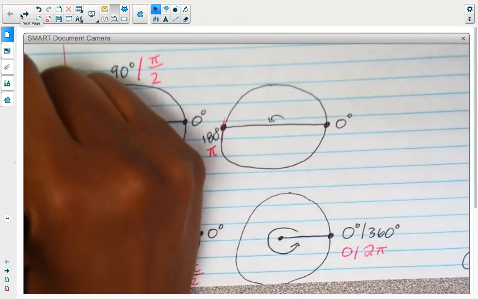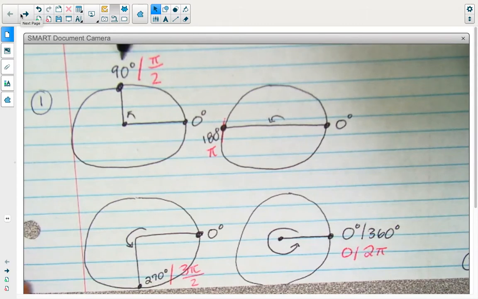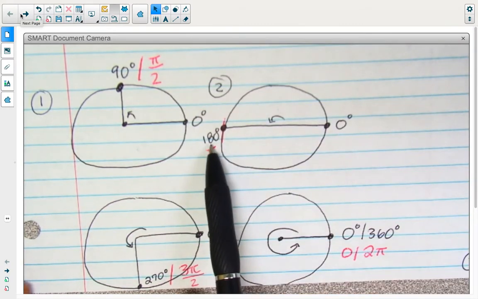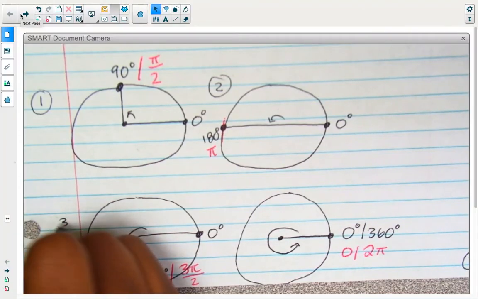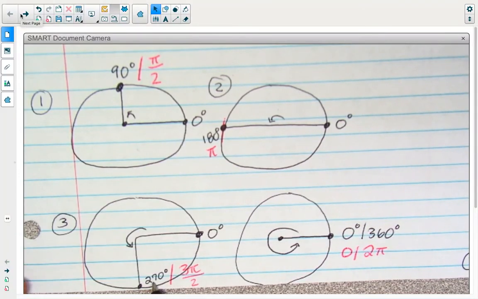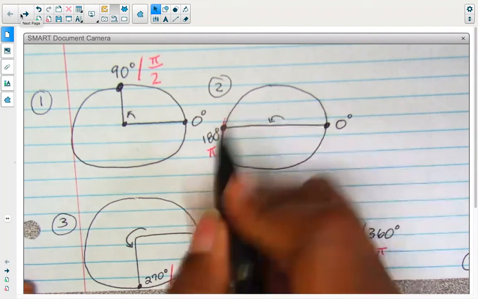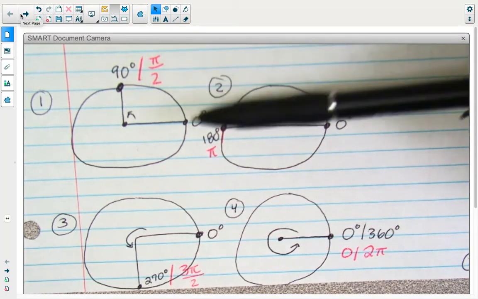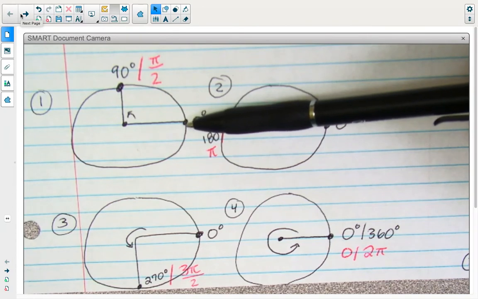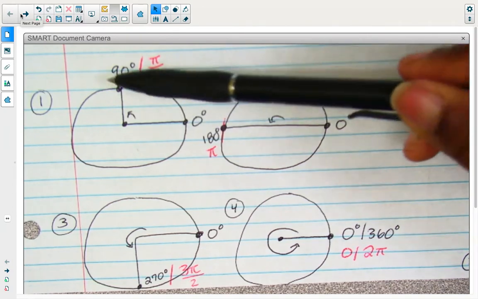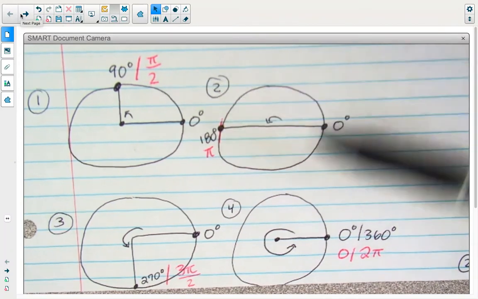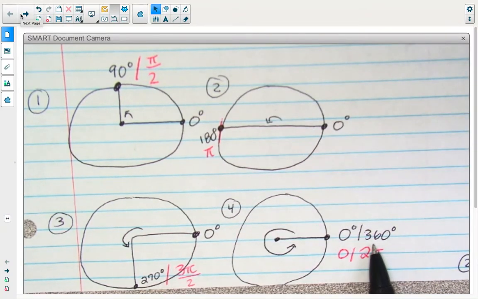So this first circle, I stopped at 90 degrees. This second circle, I stopped at 180 degrees. That's in the black. This third circle, I stopped at 270 degrees. And this fourth circle, I went all the way around the circle. So we are starting here. That's my starting point for all of these, and we are going counterclockwise around the circle. 90 degrees, I did 180, I did 270, and I did 360.